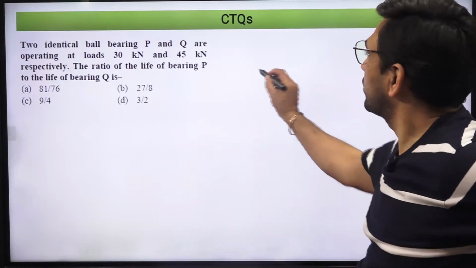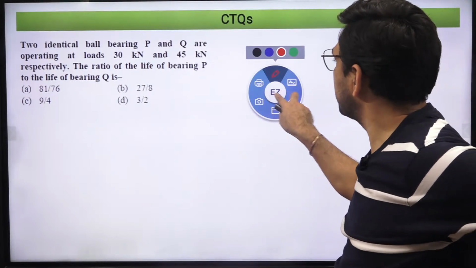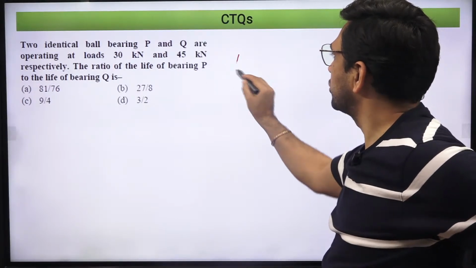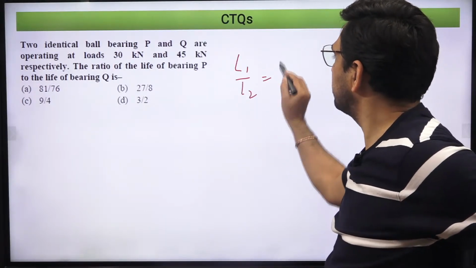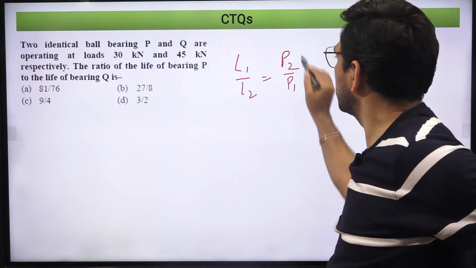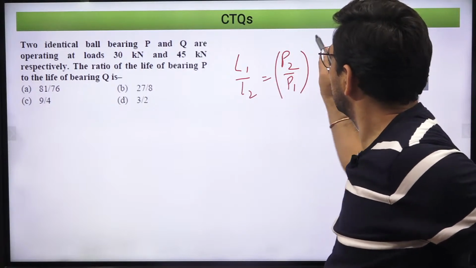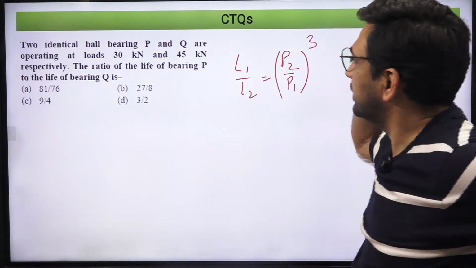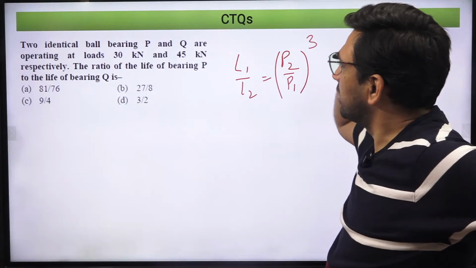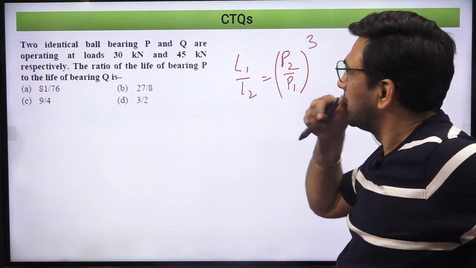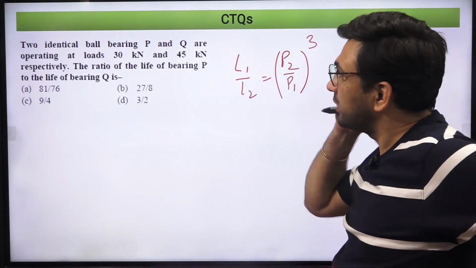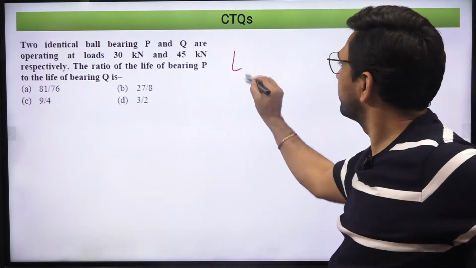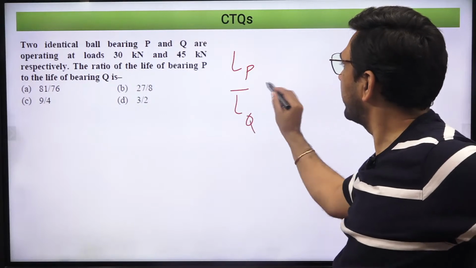The same thing. So can I say over here, L1 is equal to, I had written, so I am writing directly, L1 by L2 was how much? P2 by P1 raised to the power what? I think it is a ball bearing, so I am taking it as 3. So how is the ratio going to be? He is saying the ratio of the life of the bearing P, 2 identical bearings. So I am writing it as P by Q. That I have to find out.